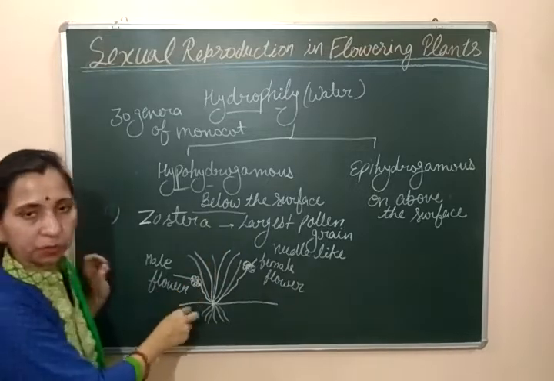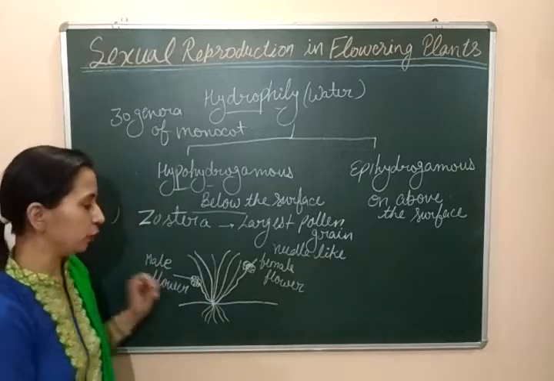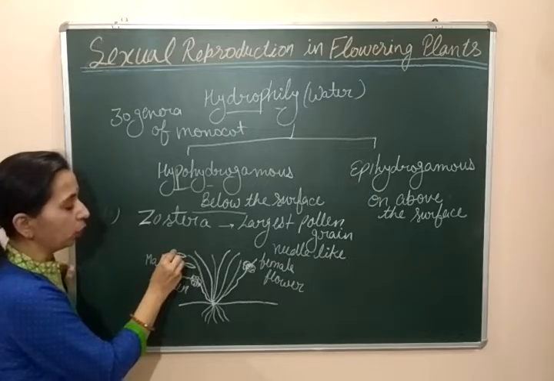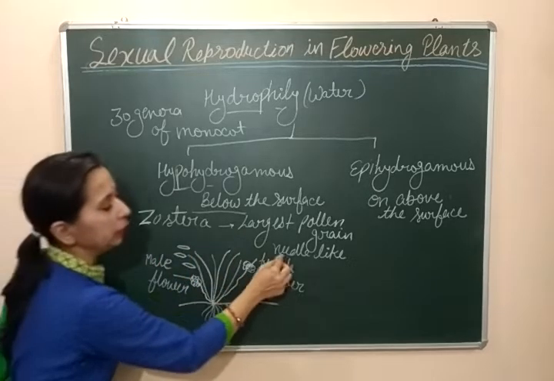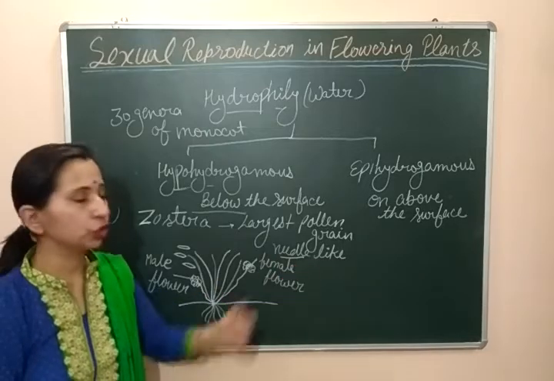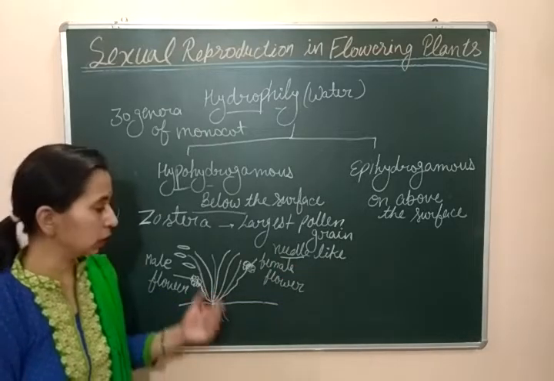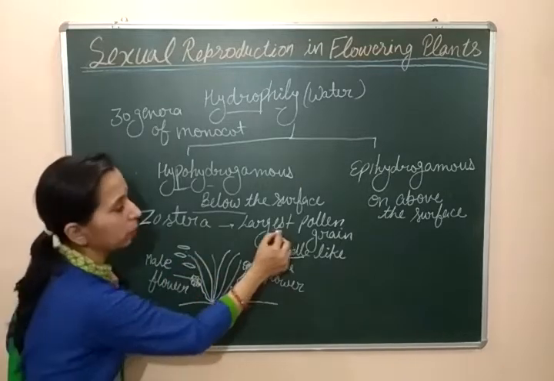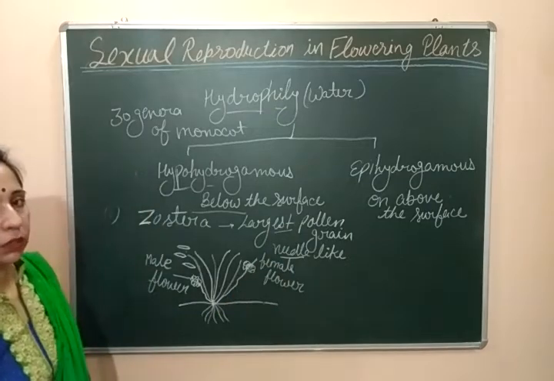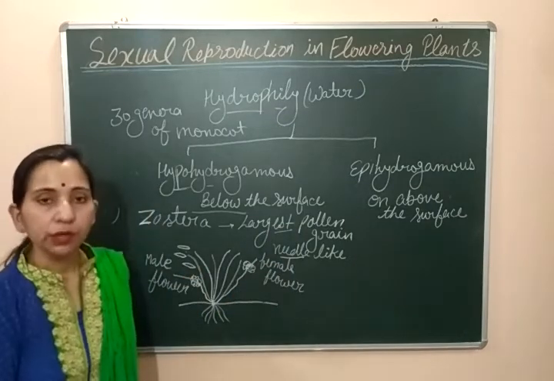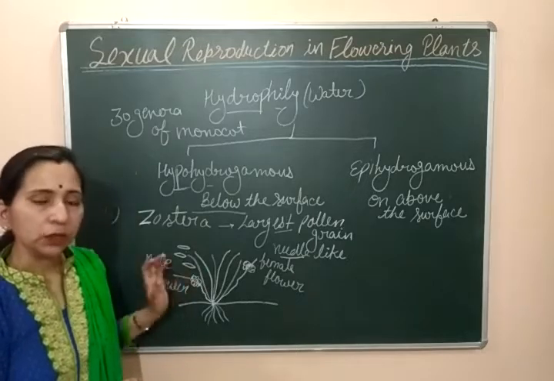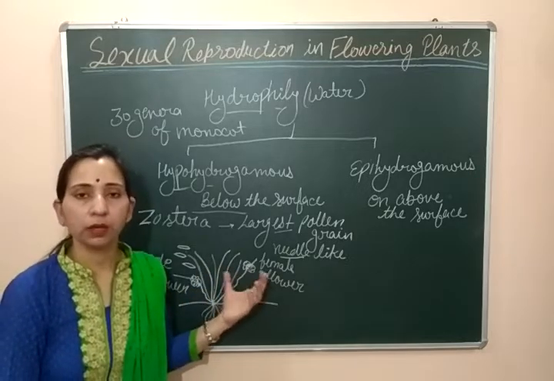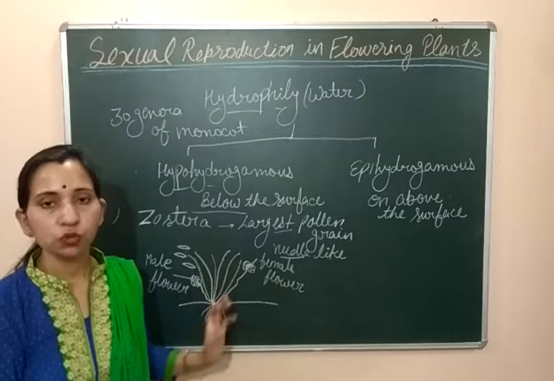When the male flower matures, it releases its pollen grains, which are needle shaped. We already discussed that the pollen grains of Zostera are needle shaped, and the size is also large. They are the largest pollen grains. Now let's see what happens. When these pollen grains are released from the flower, they have some specific gravity, specific gravity like water, with reference to water.